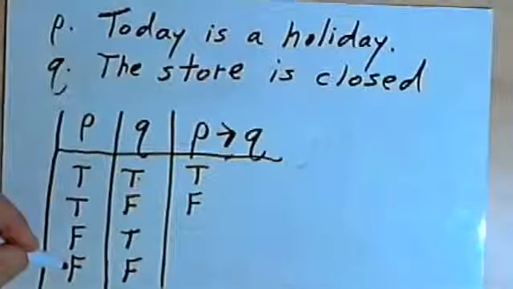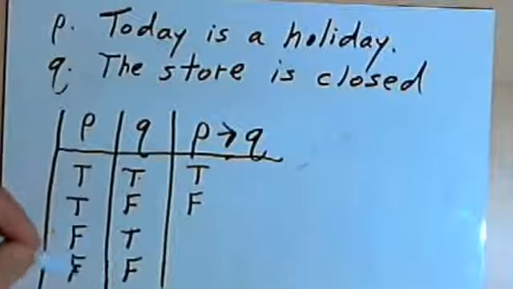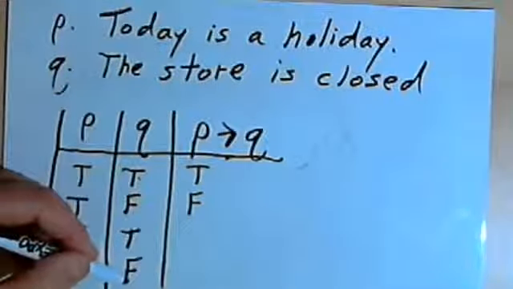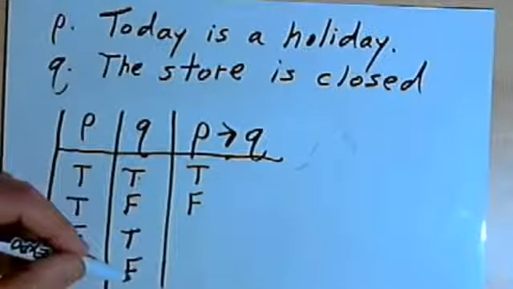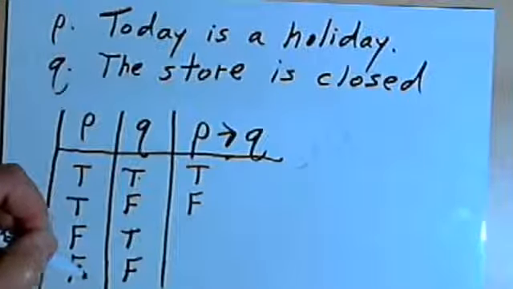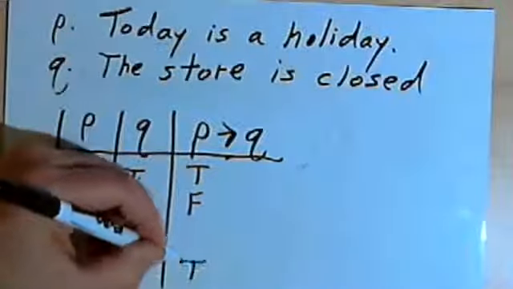I'm going to jump down to the condition where they're both false. So today is not a holiday and the store is not closed. Well, I didn't have any reason to expect the store to be closed because today was not a holiday. So that's also going to be true.